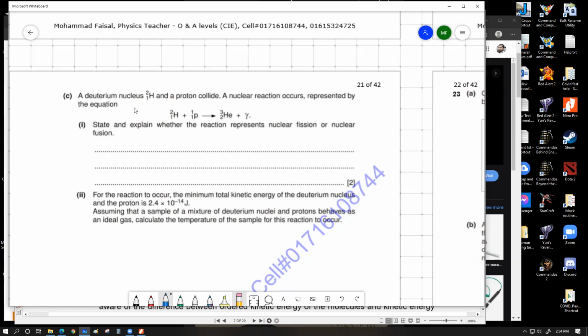Assuming that a sample of mixture of deuterium nuclei and protons behave as an ideal gas, calculate the temperature of the sample for this reaction to occur.